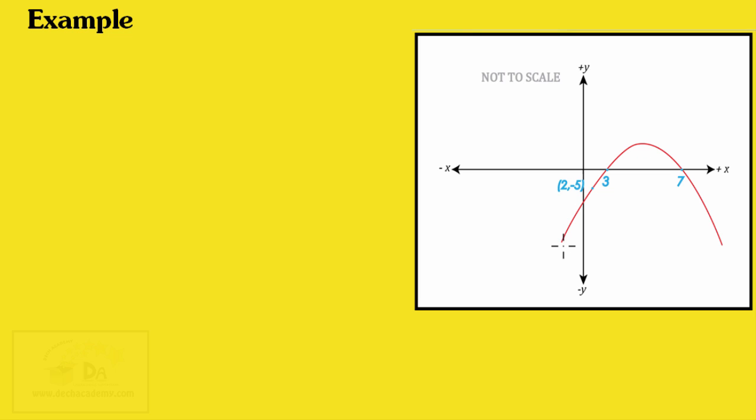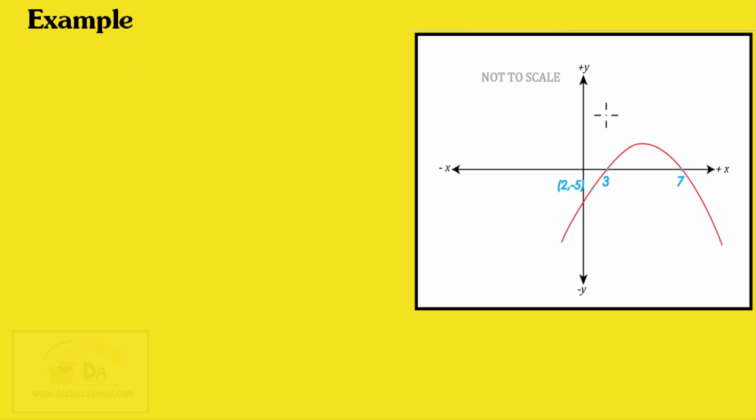So you have this plot of a quadratic equation. You know it's a quadratic equation because we have a parabolic shape. We can see that the roots of this equation, the x coordinates of its intersection with the x-axis, are 3 and 7. So we know this.